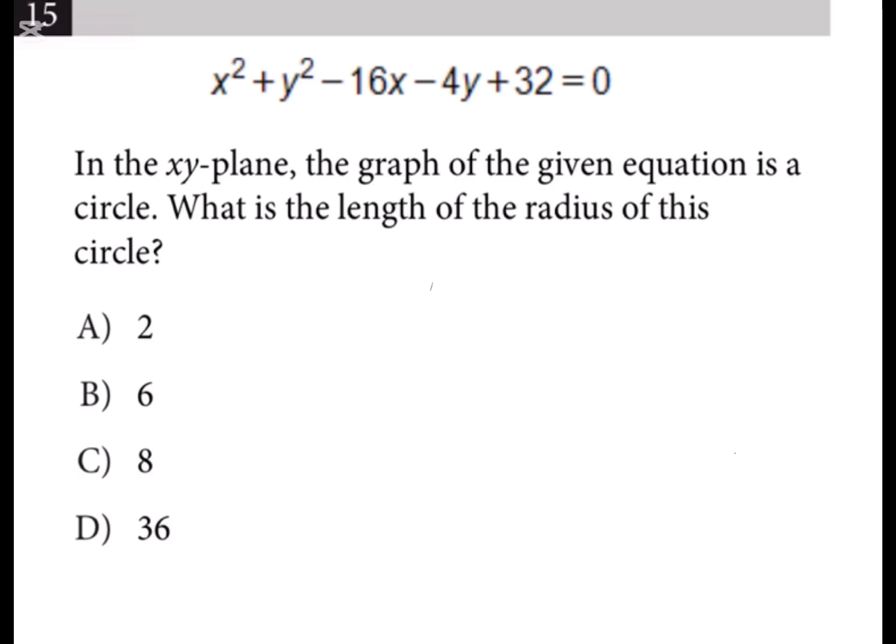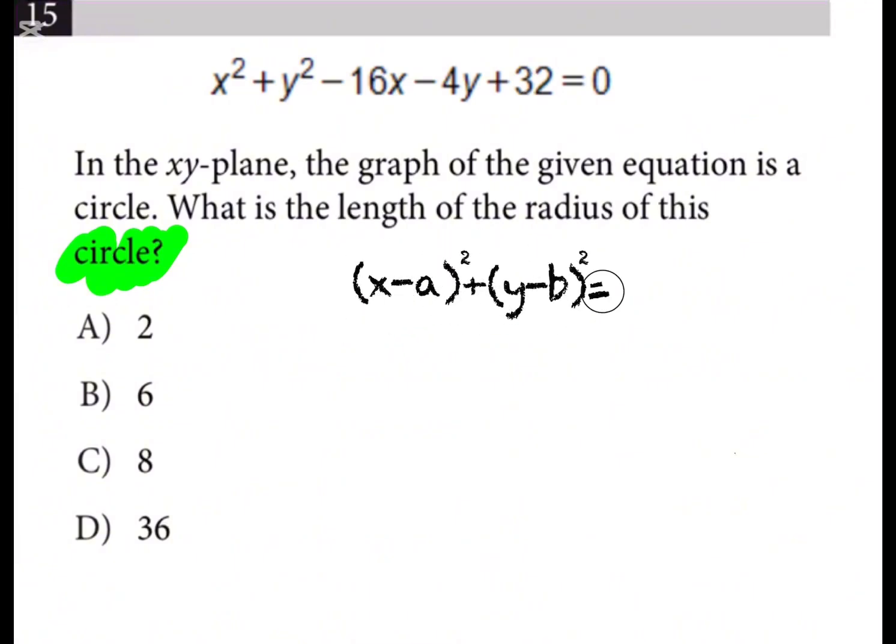Next problem is about the equation of a circle. Specifically, we'll figure out the radius of the circle given this equation. The standard form of a circle is x minus a all squared plus y minus b all squared equals r squared, where point (a, b) represents the center of the circle and r is the radius.